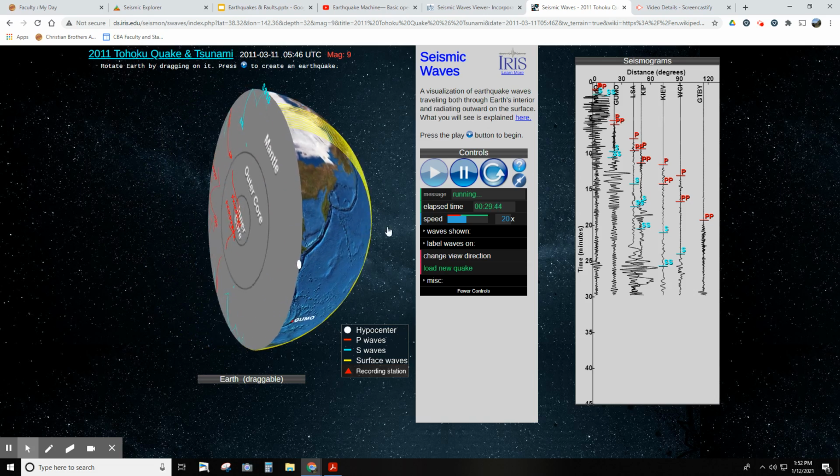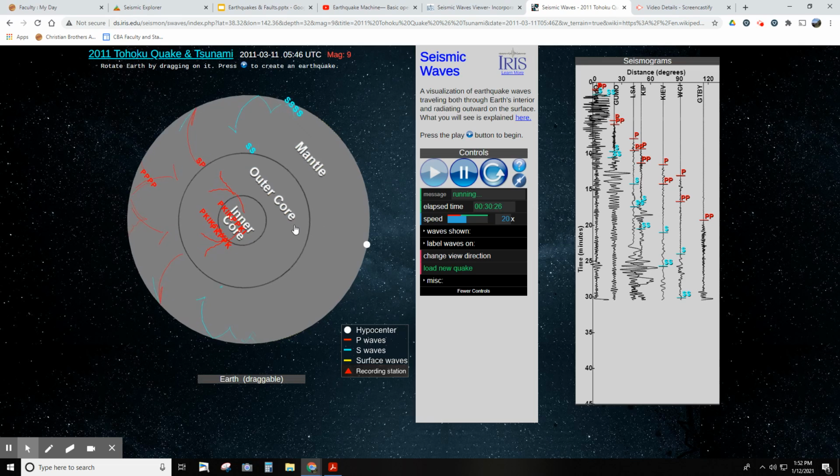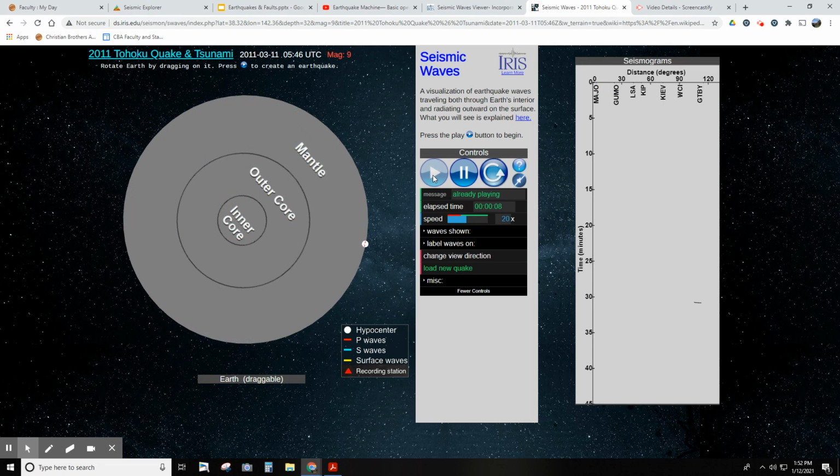The other thing I'd like you to notice is that these P waves do travel through the Earth. I'm going to stop that. I'm going to replay it. So watch what happens as they go through the Earth. The P waves and the S waves will travel straight through the center of the Earth. Now you'll notice when that light blue wave, this S wave here, reaches the outer core, it's actually going to get blocked. The P wave goes through just fine.